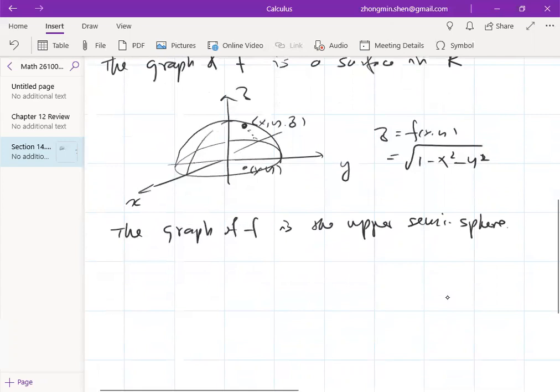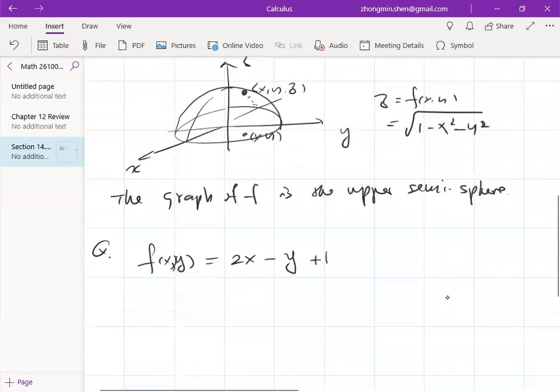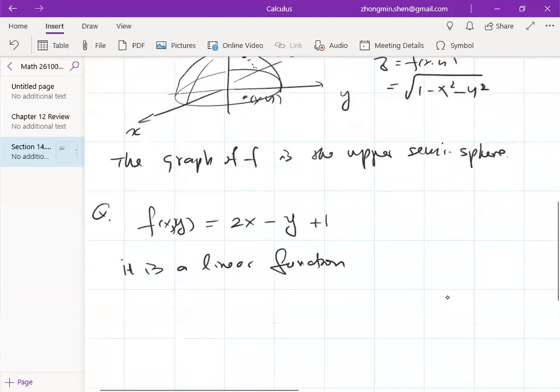Now the second example. f of x y is going to be 2x minus y plus 1. Now this is a linear function. It is a linear function. What is the domain for this linear function? It's defined everywhere.